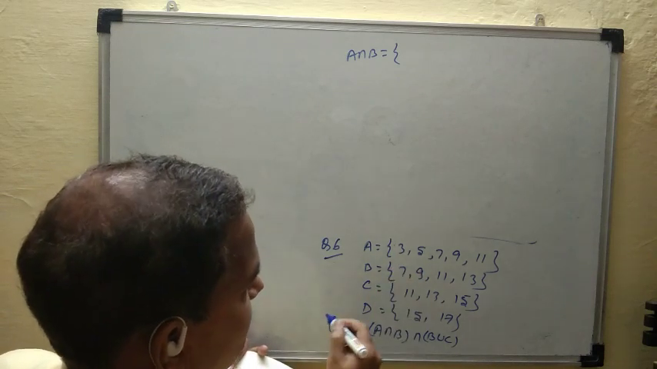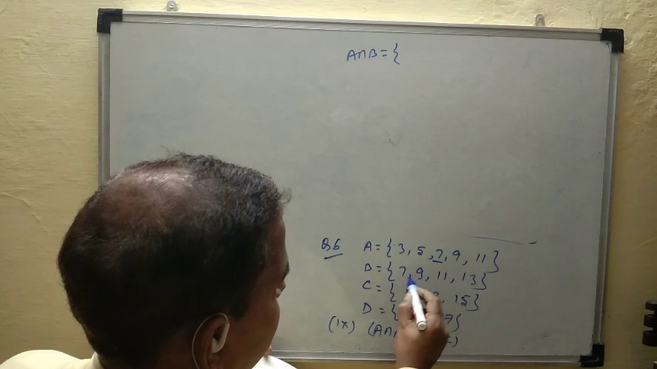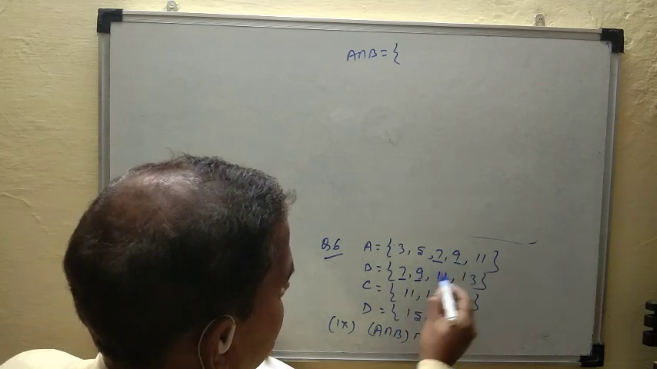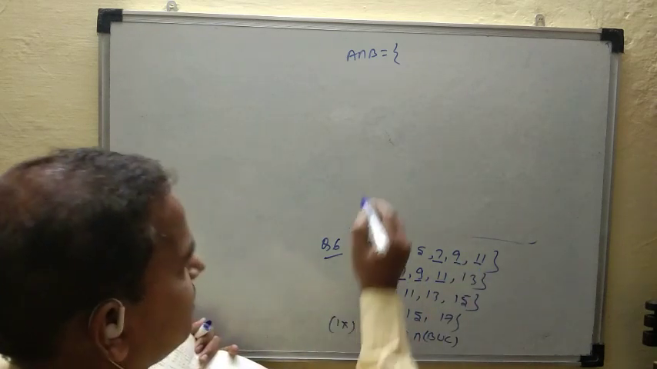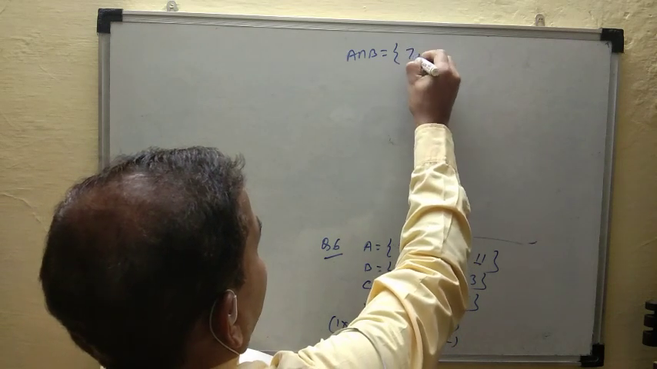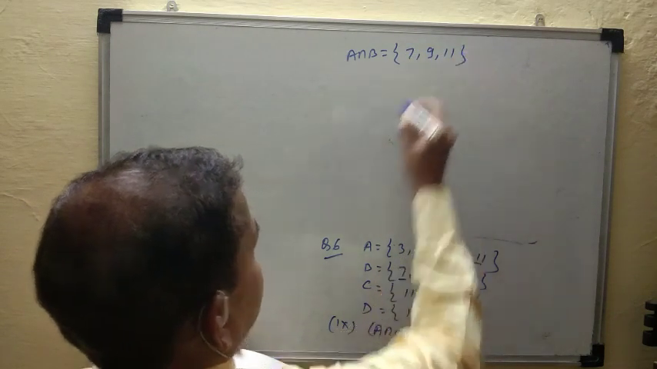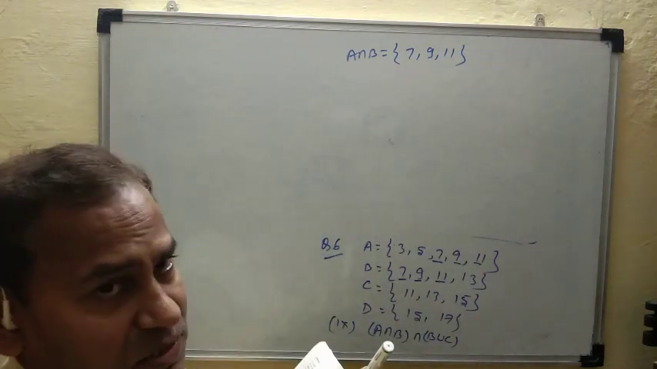What is common in A and B? 7 is a common element, 9 is a common element and 11 is a common element. So A intersection B is 7, 9, 11. This is A intersection B.